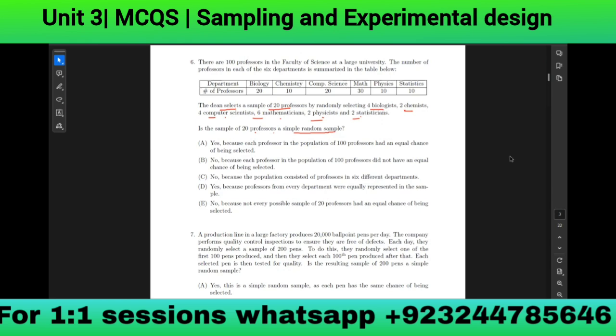Now, tell me which will be the correct answer from these five. Read the answers from A to E and tell me which one is the correct one. We just read something about simple random sample in our multiple choice question 5, the last one, which I asked you to write down in the notebook. So it will help you to solve this question number 6. Taking the information that we just learned in the last multiple choice question, I want you to mark the correct answer for question number 6.